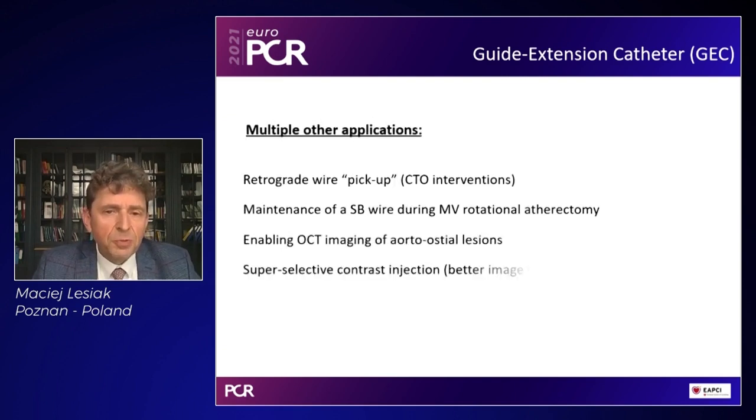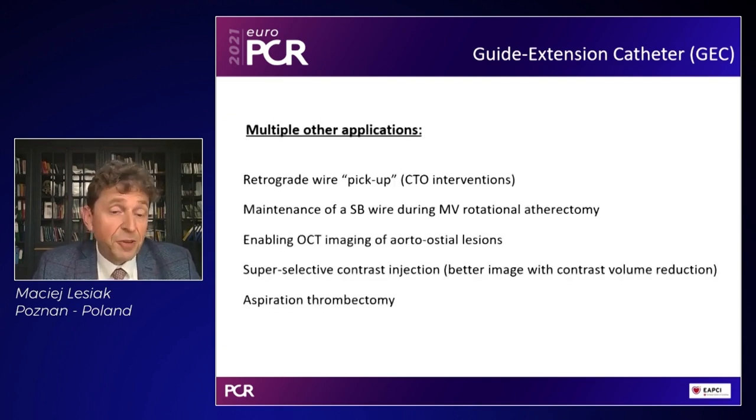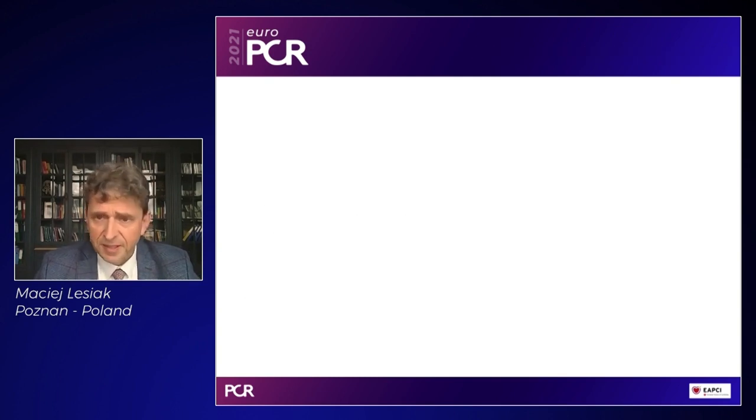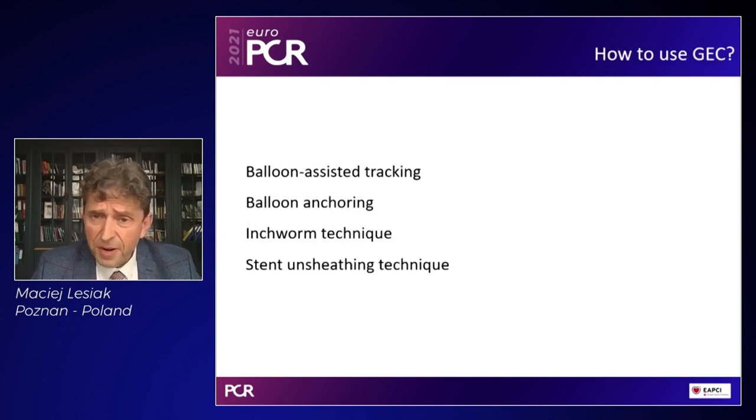There are also multiple other applications of this device, like, for example, retrograde wire pickup in CTO interventions, the maintenance of side branch wire during main vessel rotational atherectomy. This catheter can also enable OCT imaging of the aorto-ostial lesions and also allows for super selective contrast injections. Then we have a better image with less contrast during the procedure. And also you can perform aspiration thrombectomy using a guide extension catheter. So it is a very useful tool, and to use it, you should know how to use it.